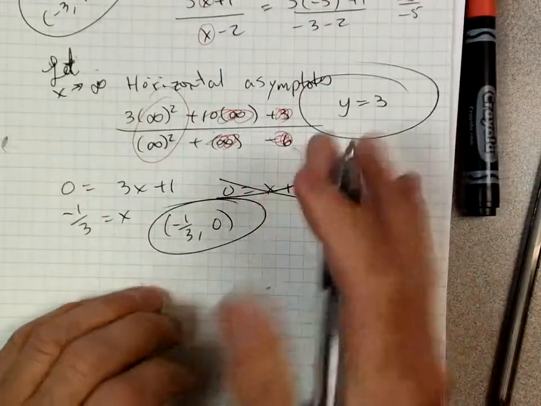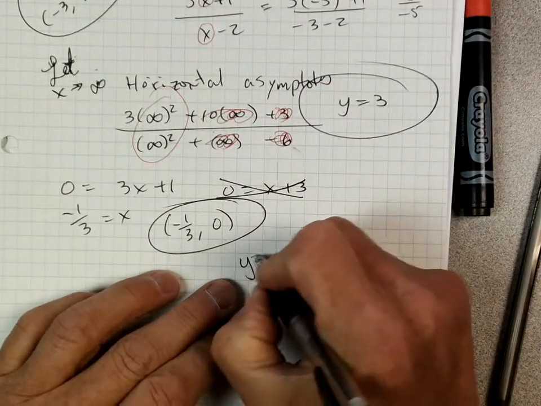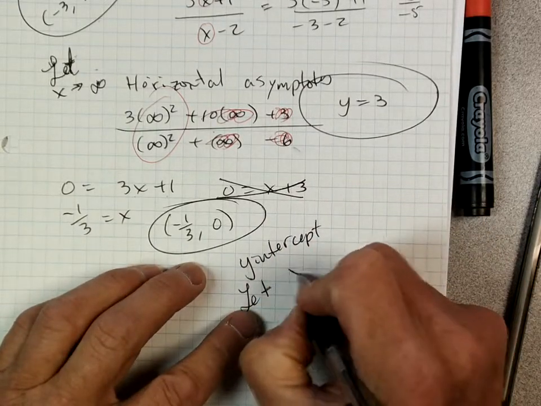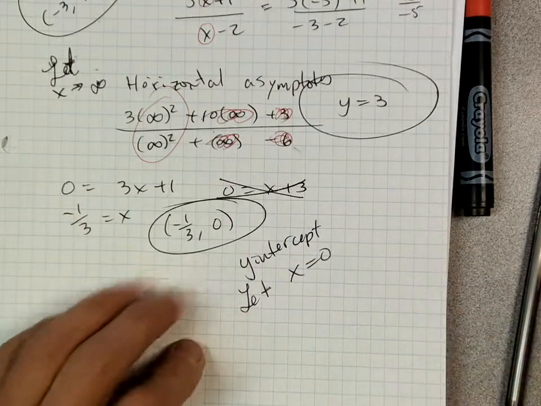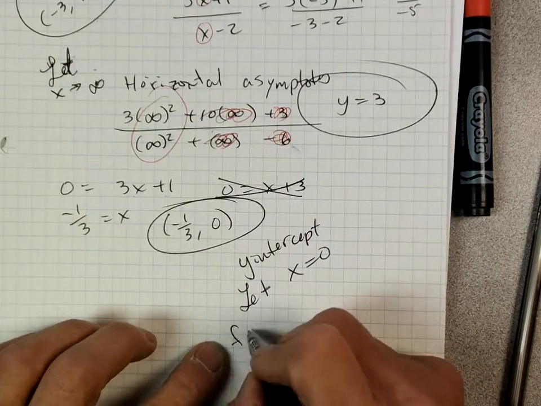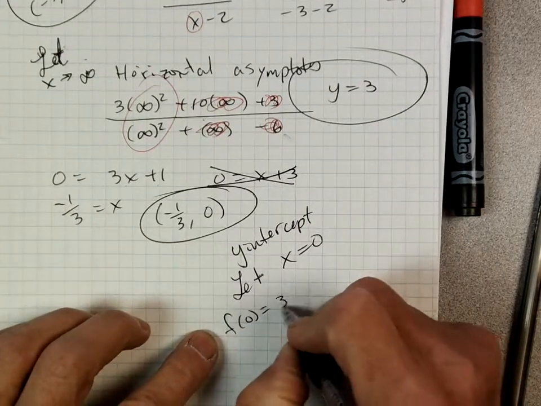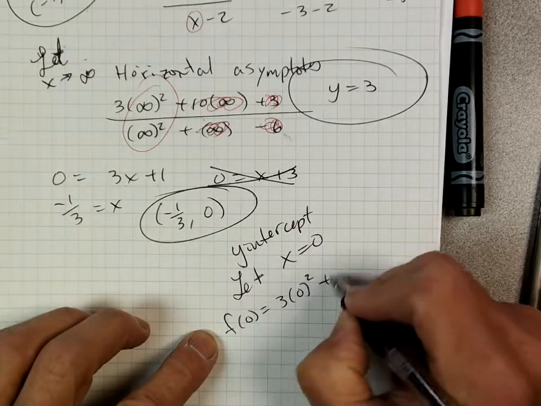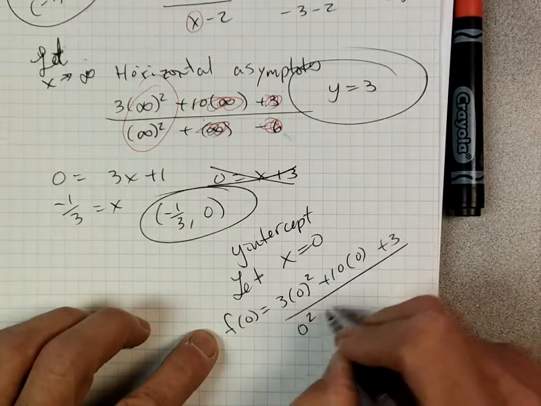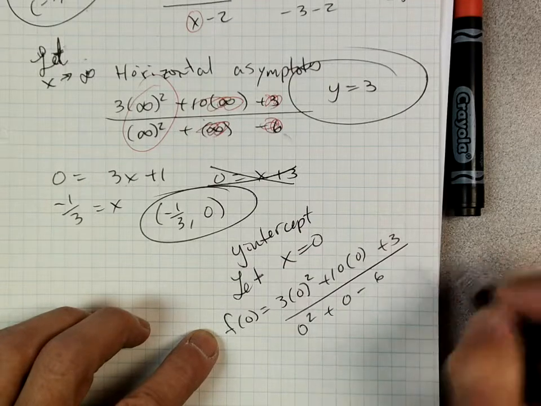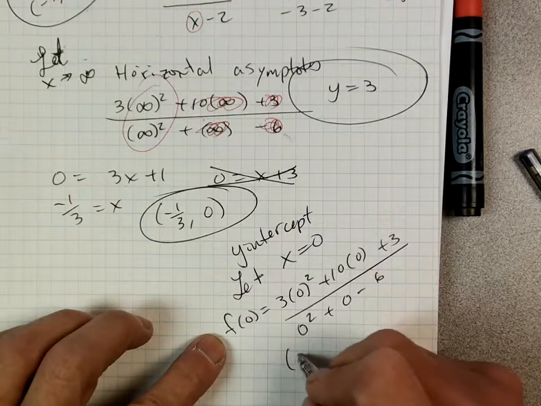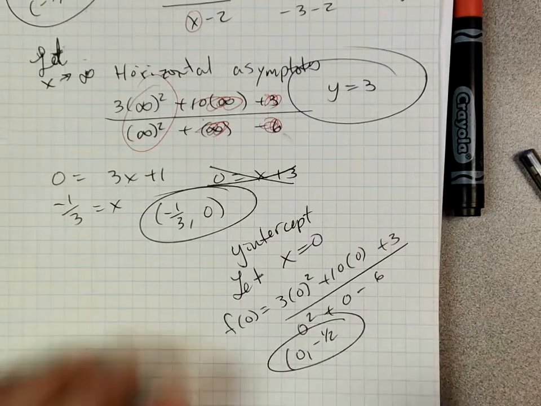Now, one more thing that we want to get before I graph it, and that's the last thing I want to find, basically the y-intercept. So if we want a y-intercept, I'm going to let x equal 0, because that'll give us a y-intercept, and f of 0 would give us 3 times 0 squared plus 10 times 0 plus 3 over 0 squared plus 0 minus 6, which turns out to be negative 1/2, okay? And I'm going to circle that, okay?